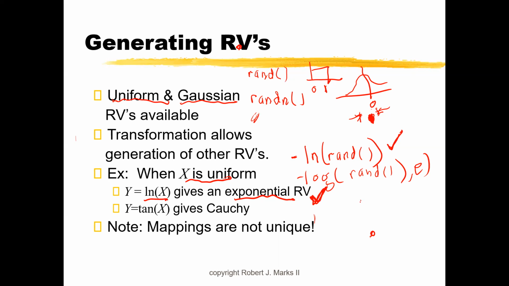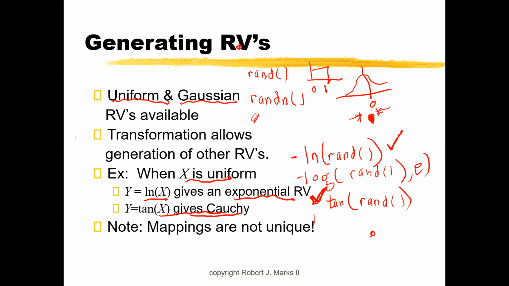If you do a random variable between 0 and 1, and you take the tangent of that random variable, you get a Cauchy random variable. That's what we're saying here. So therefore, it allows us to generate other types of random variables other than those which are normally available to us, which include the uniform and Gaussian.